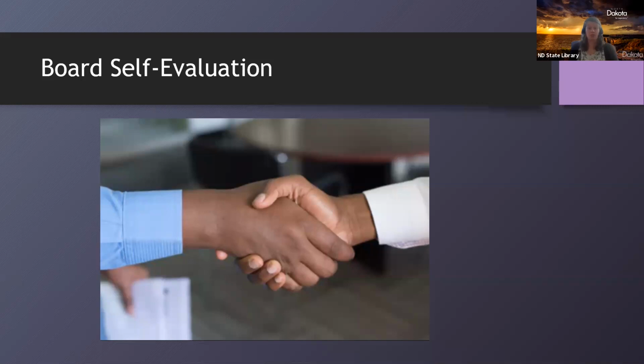The next step is to rank the board itself. So how well the board has followed the strategic plan. Have they given direction to the director well? Is the board communicating the library's purpose to stakeholders? Does the board have productive meetings, etc.?